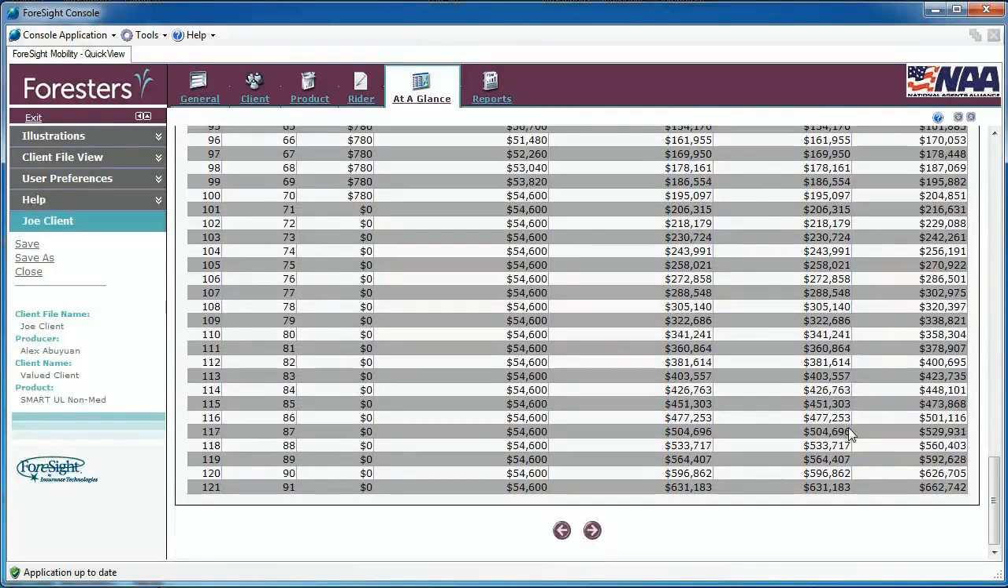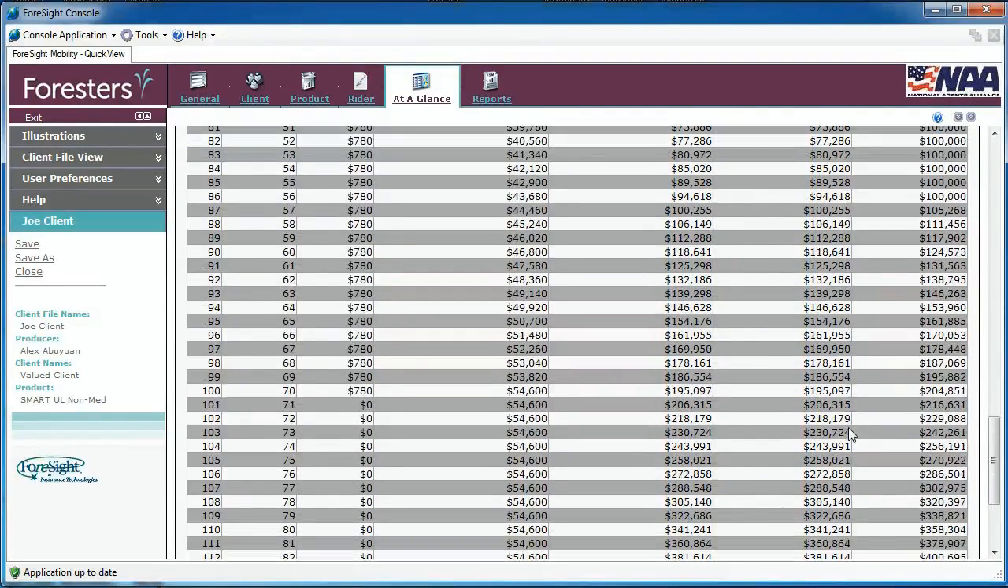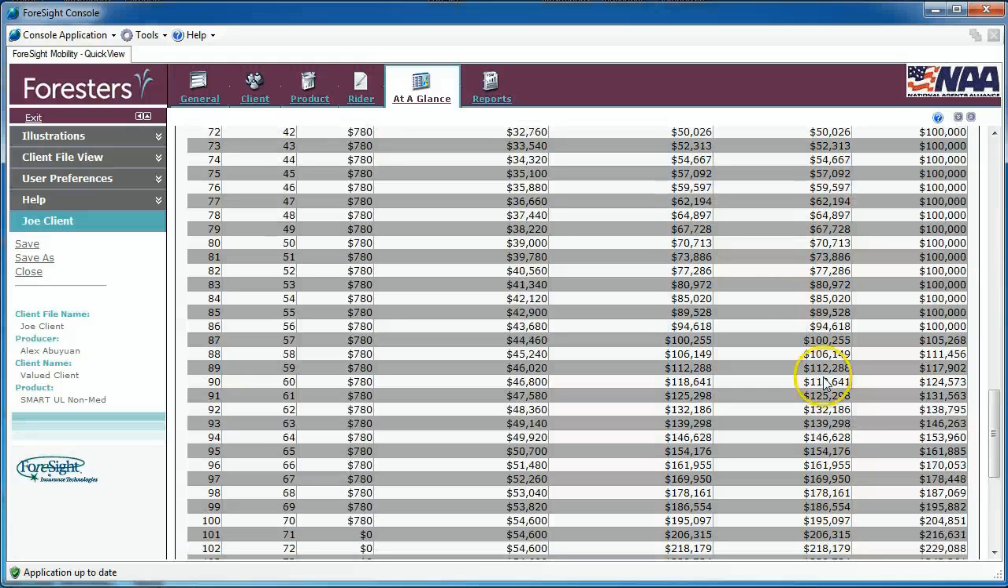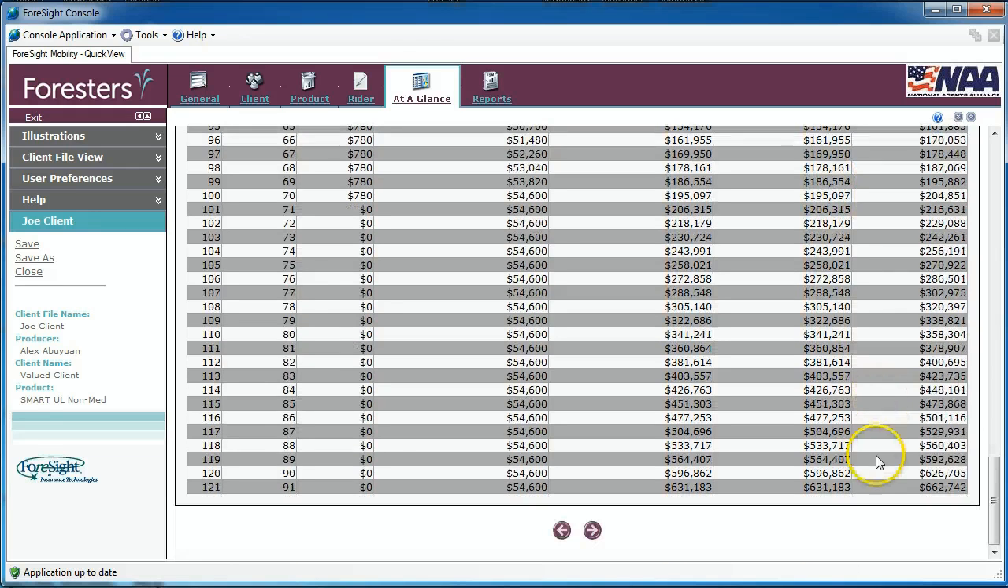Ooh, see how awesome that is? For only $10 a month more, you can see that the cash value just keeps going and going. By age 121, he's got 631,000 in cash value. And notice his death benefit is 662,742. So that's that corridor of life insurance we were talking about.